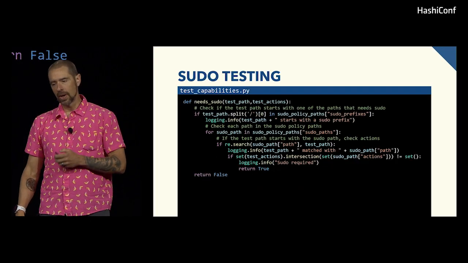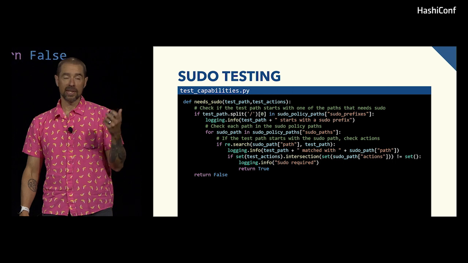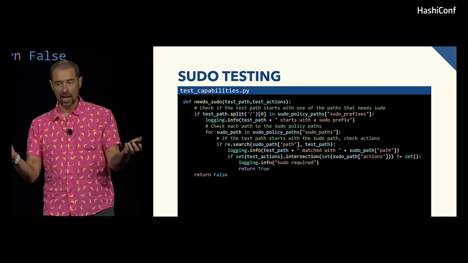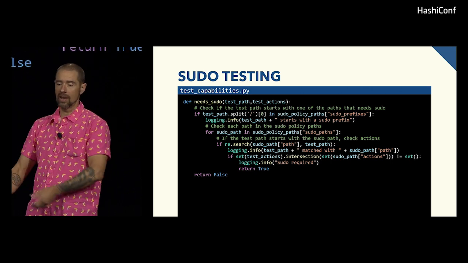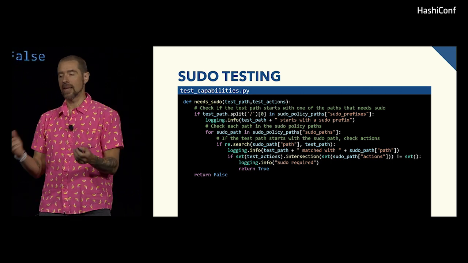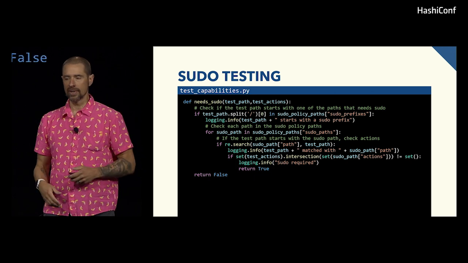And so I wrote a function in Python that basically takes that path and the actions and calculates whether or not sudo is required. If it is, it returns true. If it's not, it returns false. And I take that into account when I'm testing the policies.